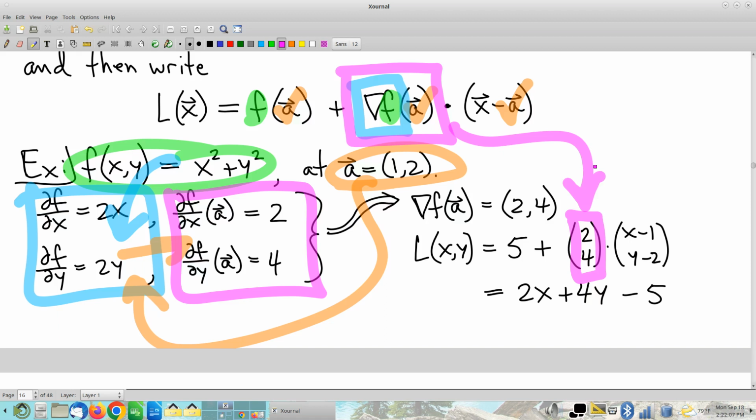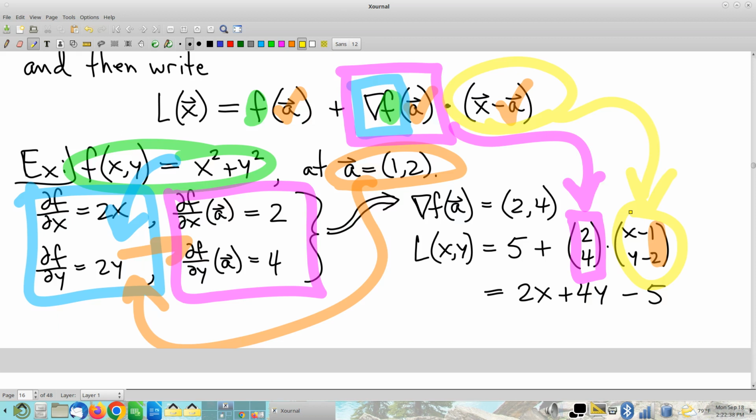Everybody good? Again, x minus a. You can see I'm subtracting the a vector from the x comma y vector. I'm just literally plugging into that formula, and here you go. Here's your answer. This is your linear approximation formula. Just a couple of little plug-ins. Everybody okay?